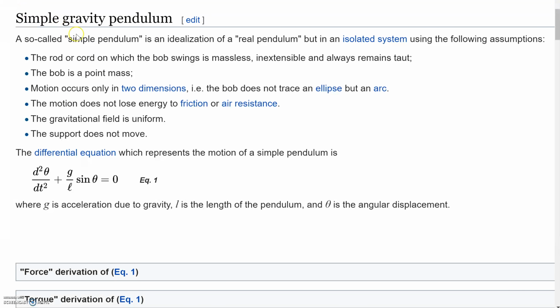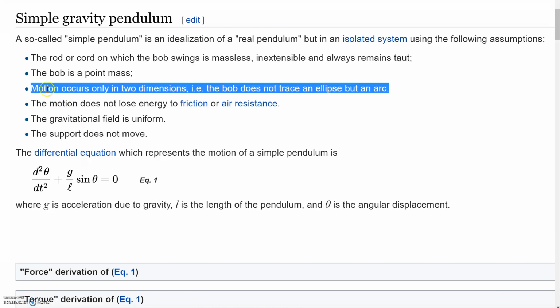So, okay, simple gravity pendulum. What are the assumptions? Well, the rod or cord is massless. It doesn't stretch. It always remains taut. That's pretty straightforward. The bob, that's the ball at the end of the string, is a point mass. It has no volume. Motion only occurs in 2 dimensions. It doesn't go kind of along an ellipse. It just goes back and forth on an arc.